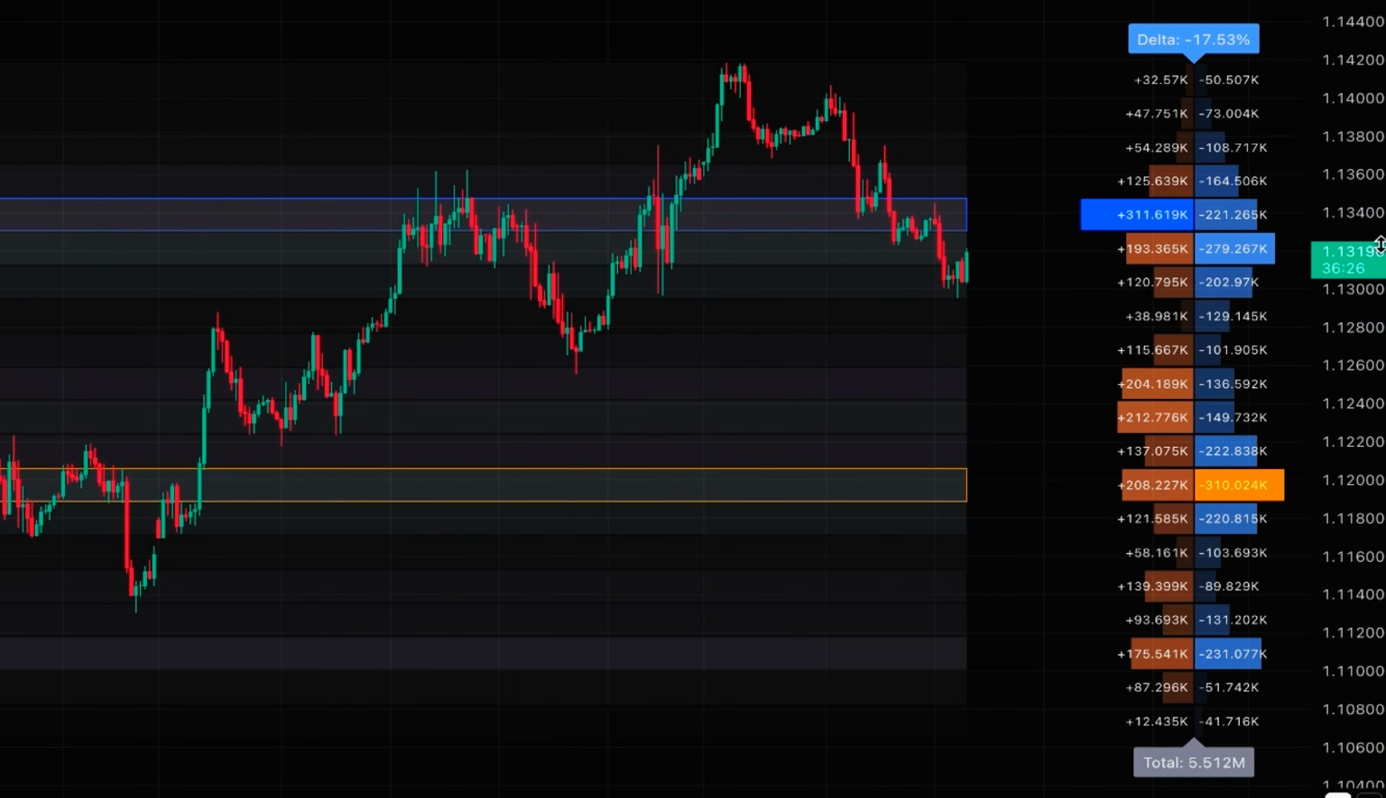The indicator also highlights the highest bullish and bearish volume in this time period that it is analyzing.